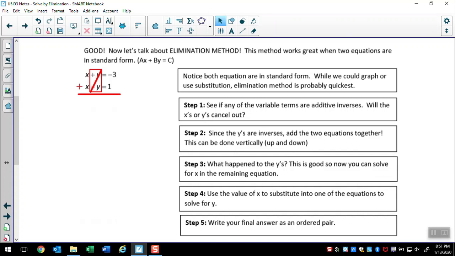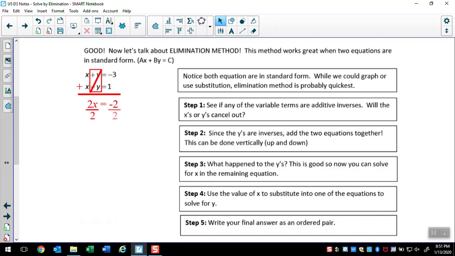So I can do x plus x gives me 2x. And then I can come over here, negative 3 plus 1 will give me negative 2. So x plus x is 2x. Bring down my equal sign. Negative 3 plus 1 is negative 2. All right, now we can just solve this equation right here for x.